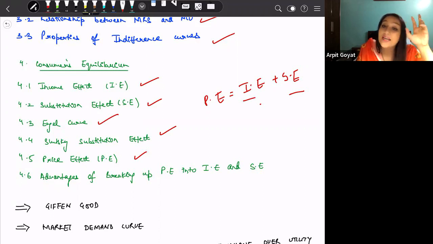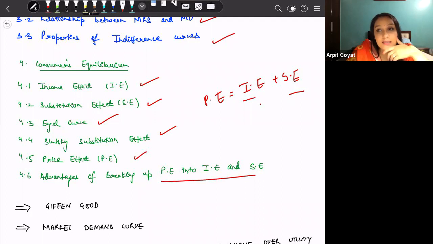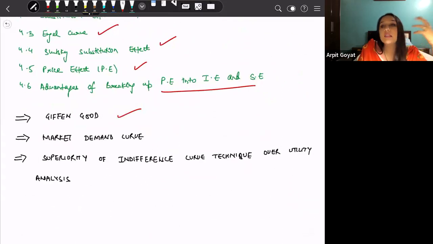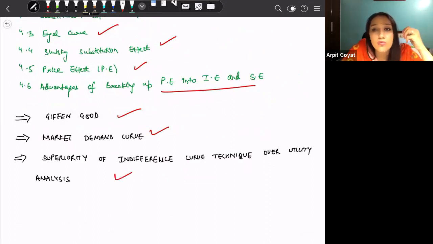We will also discuss Hicksian substitution effect in this case. And then we will discuss what are the advantages of breaking up this price effect into income effect and substitution effect. Now, after discussing this, we'll discuss Giffen good, market demand curve, and why do various economists believe that there is a superiority of indifference curve technique over the utility analysis. That is, why is there a superiority of ordinal analysis over cardinal analysis?